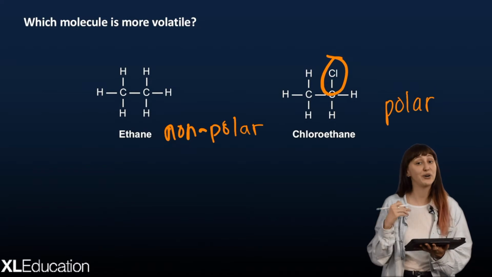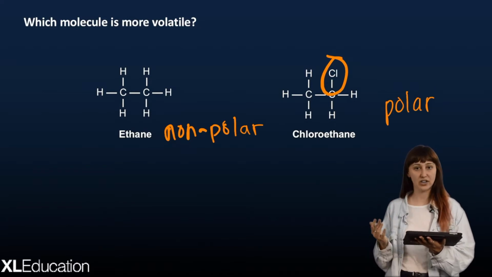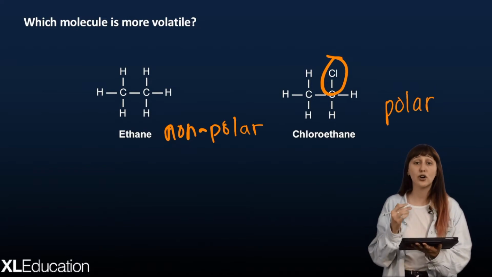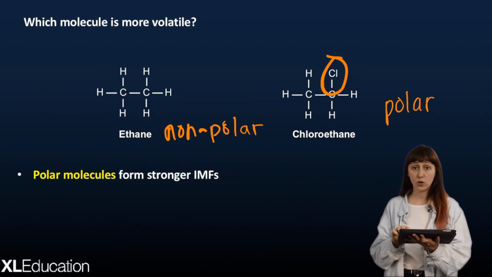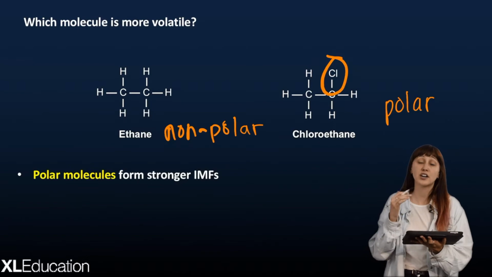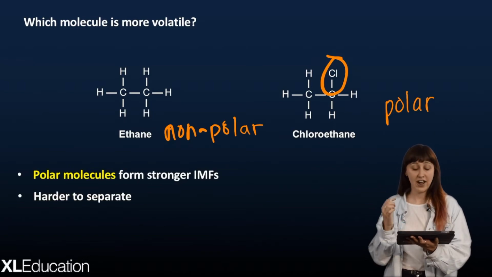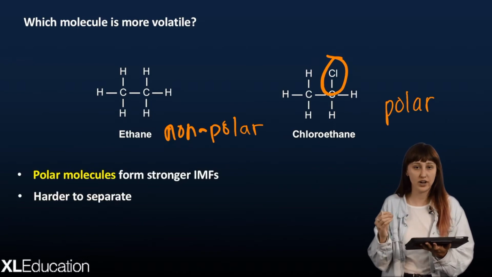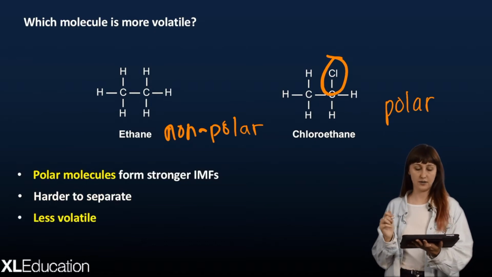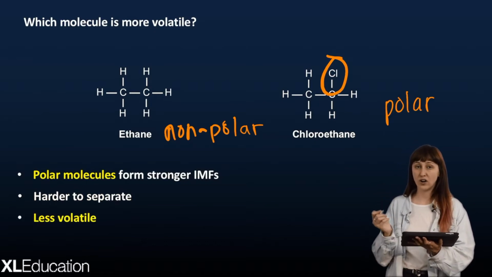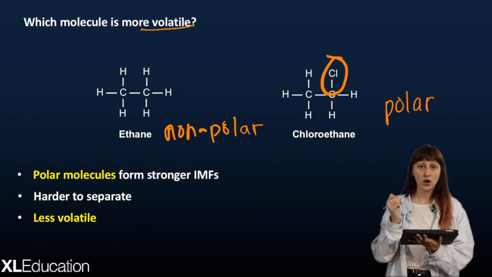Polar molecules are going to experience dipole-dipole interactions, and nonpolar molecules are only going to experience weak London dispersion forces. Therefore, your polar molecules have stronger intermolecular forces, meaning they are harder to separate. As a result, they are going to be less volatile. So which one of these is more volatile? It will be the nonpolar molecule, which is ethane.